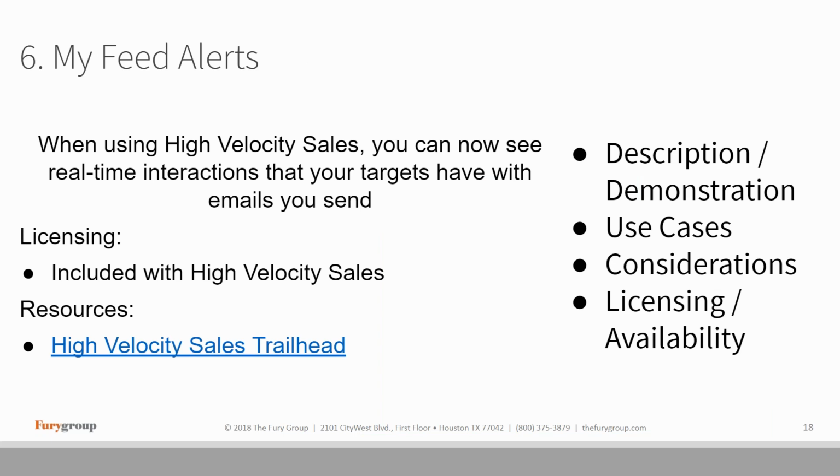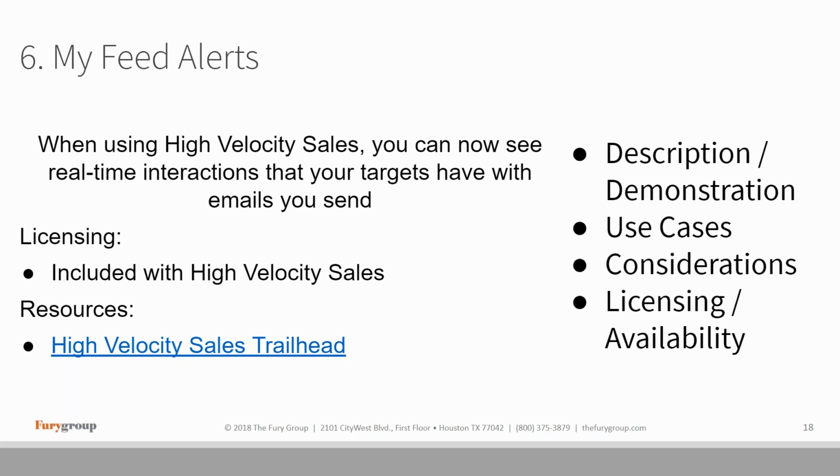Also, so number 6 on our list out of 10, and here we are at 10:30, and we're 60% of the way through. My feed alerts. This is also a high velocity sales item. And frankly, it's just something that I think has been needed. They just finally got around to adding it.